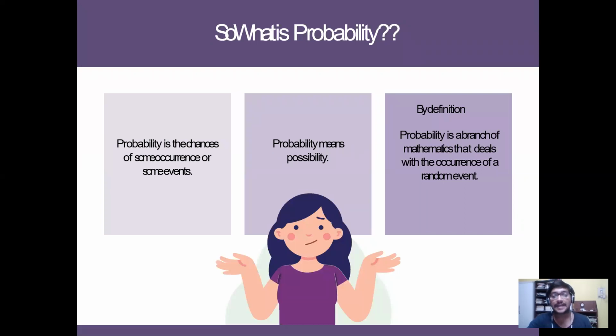So what exactly is probability? I believe now you have, more or less, a better clarity about what probability is. Probability is the chance of occurrence of an event. Probability means possibility, and by definition, probability is a branch of mathematics that deals with the occurrence of a random event.